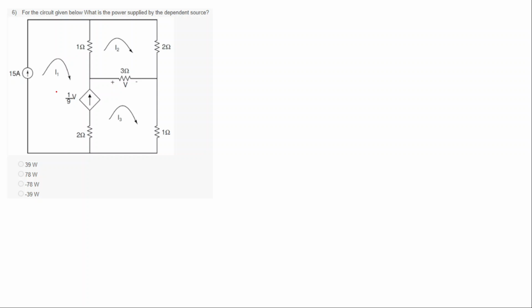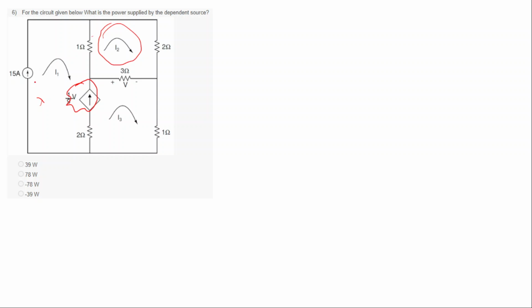Okay, so let's move to the next problem. For the circuit below, what is the power supplied by this dependent source? Similarly, in this case also we need to apply the mesh analysis. This is a voltage dependent source. The voltage is dependent on the voltage across this terminal. Now let's apply the mesh analysis. We can apply it here because all the resistors are in this loop; in this other loop we can't apply the mesh analysis.